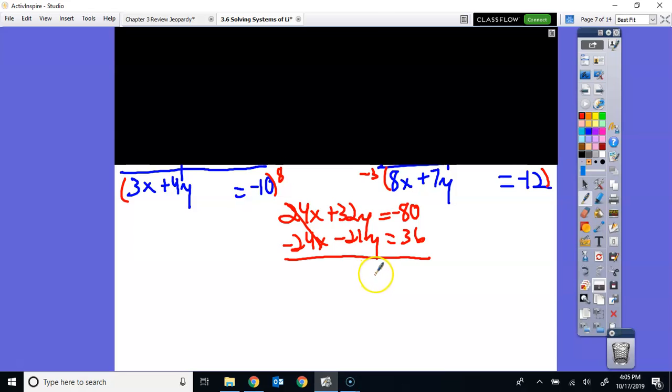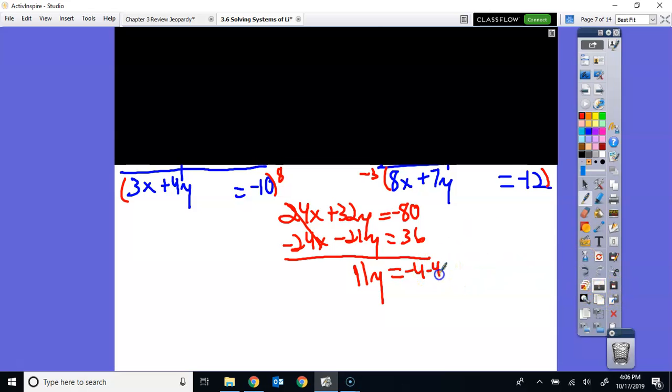That's the addition method with two variables, just like we did the addition method with three variables. You're canceling out one of the variables. The good thing about two variables is once you cancel it out, you get 32y, and negative 21, that's 11y. Negative 80 and 36 is negative 44.